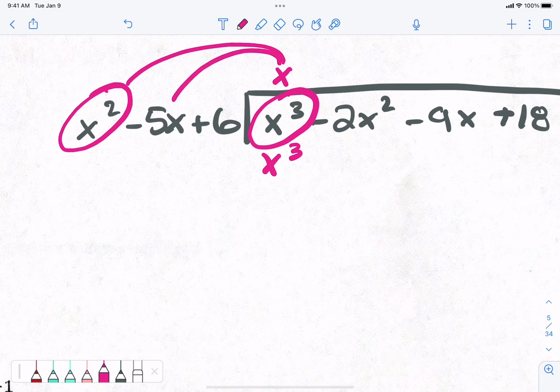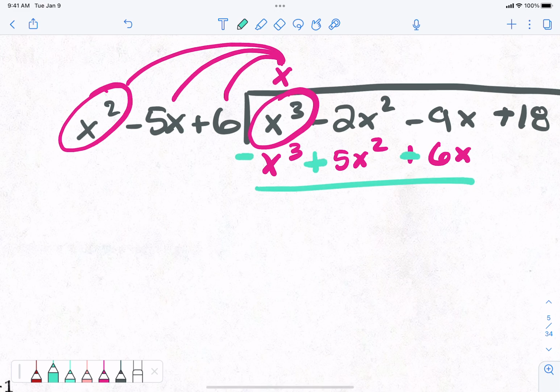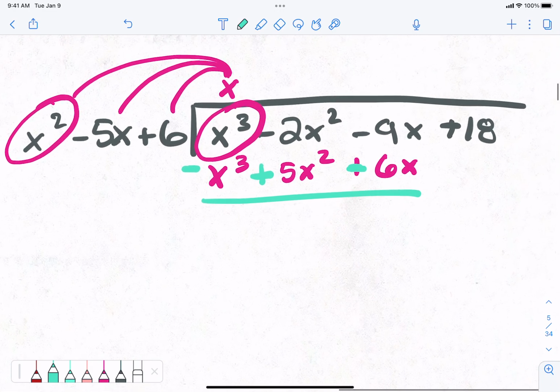What's x times negative 5x? It should be minus 5x squared, okay? I don't flip my signs till the very end because then I forget which ones I flipped and which ones I didn't, okay? So x times 6 is plus 6x and then I flip my signs, okay? So this becomes minus, this becomes plus, this becomes minus, yeah? Are we doing okay so far? Okay? All right, let's add them together.